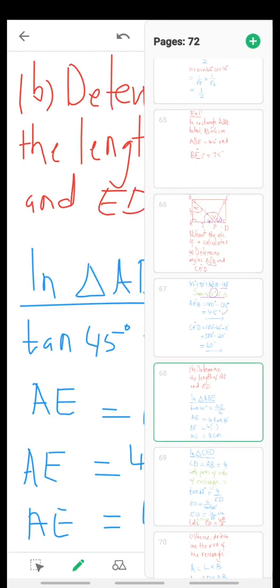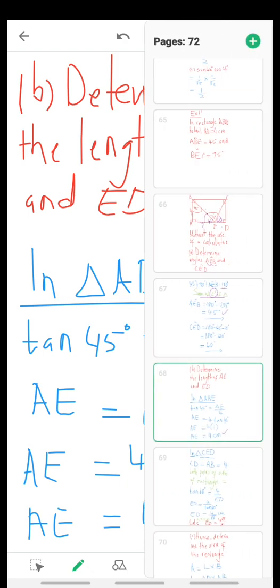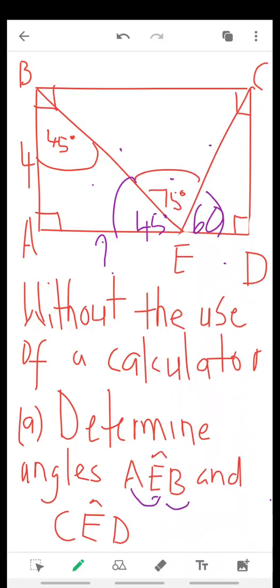With an attempt to answer the question, I said, tell the marker in which triangle you are working. Okay, so I'm working in triangle ABE, which means tan 45 degrees is equal to opposite AE over adjacent AB, which is 4. Then I made AE my subject of the formula. I found that my AE is 4 centimeters. Okay, well done. Now, the question also said we must look for the length of ED. Going back to the diagram, where is ED? Our ED is right there.